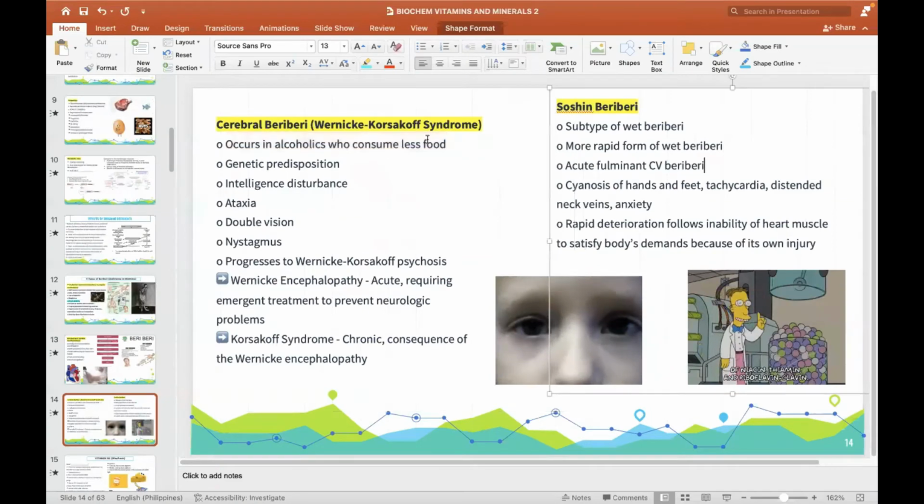Okay, next type is what we call the Soshin beriberi. It is a subtype of your wet beriberi. It is a more rapid form of your wet beriberi. Again, si Soshin beriberi, wag pong kalilimutan, subtype lang siya ni wet beriberi.